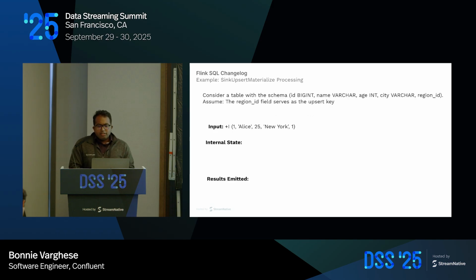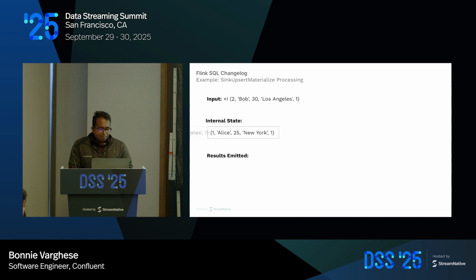Now, let's say you have a table with the schema ID, name, age, city, and region ID. And let's say the region ID serves as the upsert key. Notice that we are not using the ID as the upsert key, but the region ID here. So the first record comes in with ID 1 and region ID 1. We add that to the internal state, and it is emitted as an insert because it's the first record.